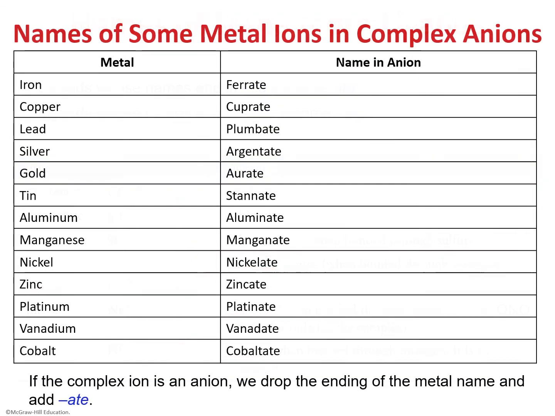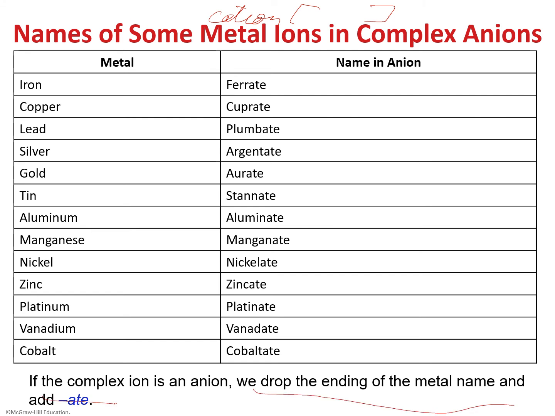Now what happens to the name of the metals? Remember, name of some metal ion in complex anion. If the complex ion is cation, the name stays as it is. Iron is iron, copper is copper, lead is lead, silver is silver, gold is gold. But if the complex ion is an anion, so for instance, if this is the cation and my anion is the complex ion, then the name of the metal will change. So iron will become ferrate. Copper will become cuprate. Again, they add an ATE. Remember, we drop the ending of the metal name and add ATE.